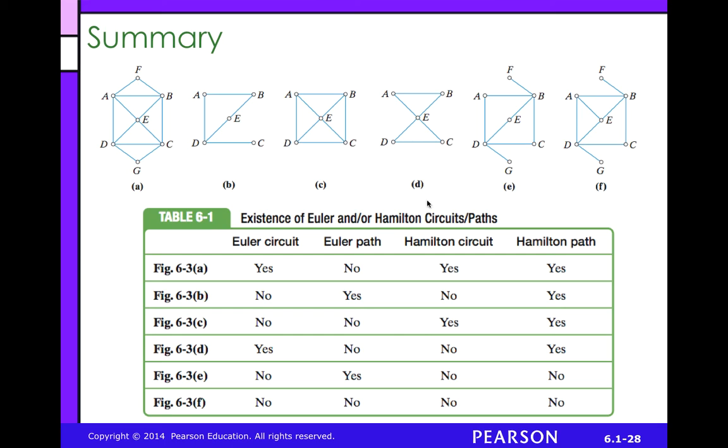So this table summarizes all that. Sometimes you have an Euler circuit but no path, and you get Hamilton stuff that does whatever, right? Yes, no, yes, yes, yes, no, no, yes. There's just no predicting anything.